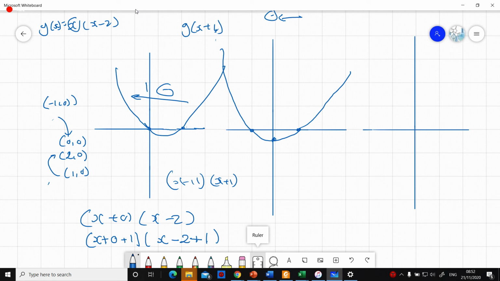That will give me x plus 1, and x minus 2 plus 1 gives me x minus 1, and minus 1 times minus 1 gives me negative 1.